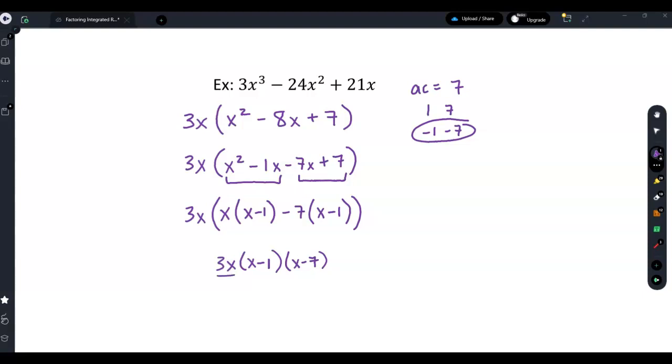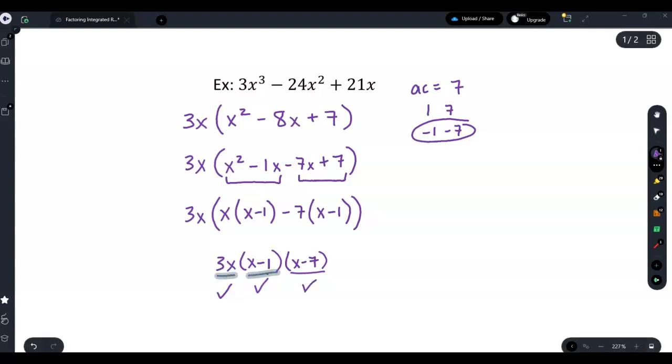So 3x, that's a monomial, so it doesn't factor. This x minus 1 is a binomial. And so I'll check and see, is it a difference of squares? It is a difference, but that is not x squared, right? If it were x squared minus 1, then it would be a difference of squares. This one is not, so that doesn't factor. And then x minus 7, same thing. It's a difference, but those aren't squares, so that one doesn't factor.